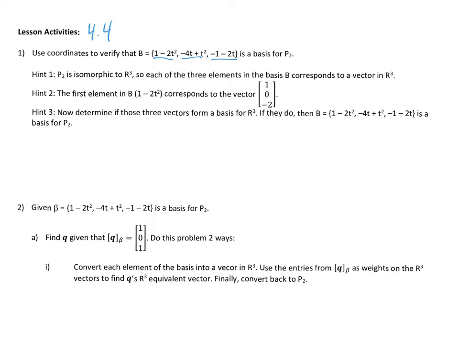Okay, so now I'm going to convert the other 2 polynomials to standard vectors. So I'm going to have 0, negative 4, 1, and negative 1, negative 2, 0. So those 3 vectors, if I can show that they're a basis for R3, then the 3 corresponding polynomials are a basis for P2. So to determine if something is a basis, it has to be linearly independent and span R3. So I would put these into a matrix and row reduce.